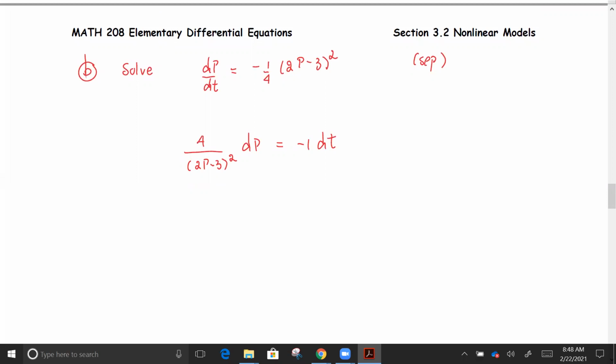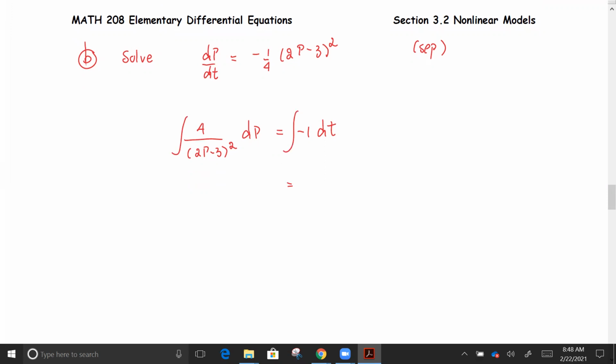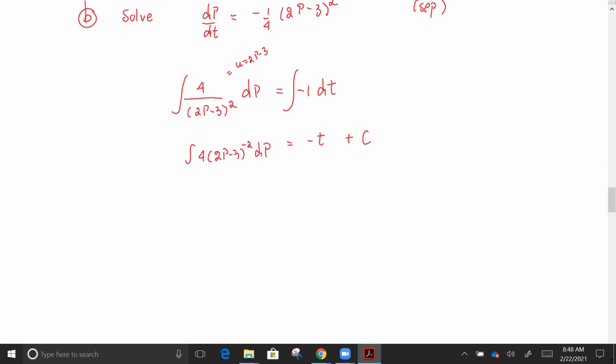The final solution will be an equivalent form. It doesn't look exactly the same, but it's going to be equivalent. Don't worry about it. For the antiderivative, the right-hand side, we have negative t plus C. For the left-hand side, just use u-substitution, u equals 2P minus 3. This is the integral of 4 times (2P minus 3) to the power negative 2 with respect to P.